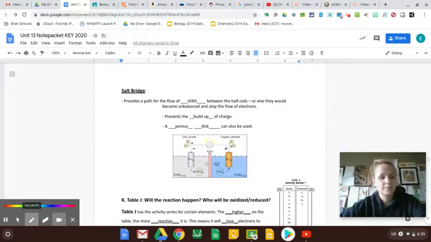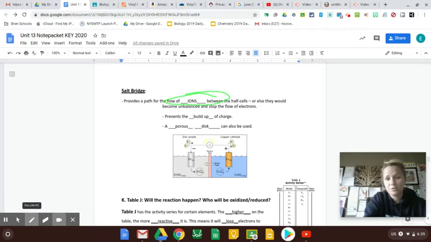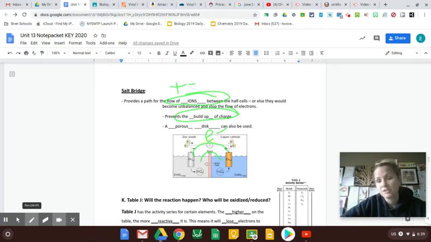All right, so that's what it says here. What does a salt bridge do? It has ions flow through it to prevent buildup of charge. So electrons flow through the wire because you want electricity. Ions, which do also have a charge, flow through the salt bridge to prevent the buildup of charge.